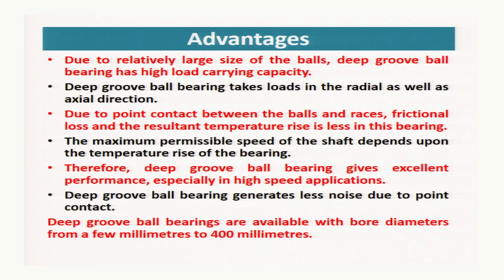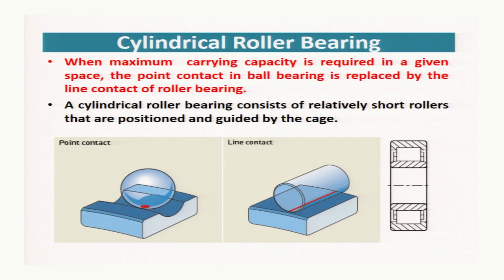Now deep groove ball bearings are available with bore diameters from a few millimeters to 400 millimeters. So they can be used for very small diameter shafts up to shaft diameters of 400 millimeters. Now the cylindrical roller bearing: when maximum load carrying capacity is required in a given space, the point contact in ball bearing is replaced by line contact of the roller bearing. In this figure, a ball bearing with the races, the groove of the races is shown.